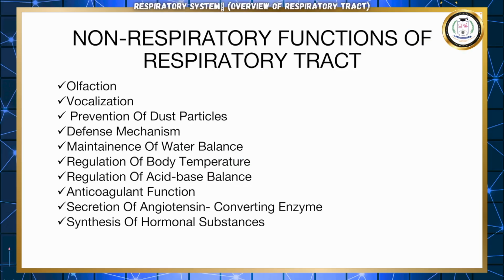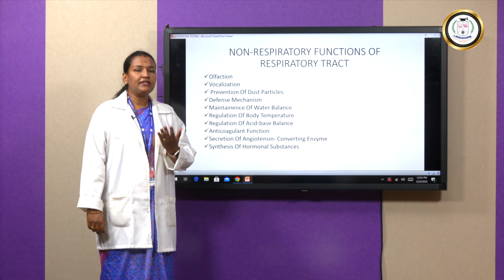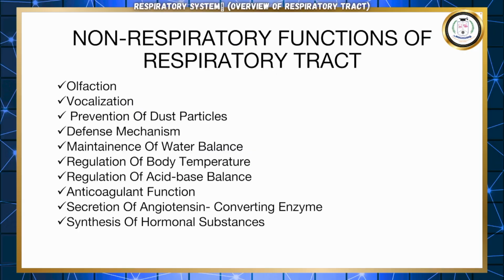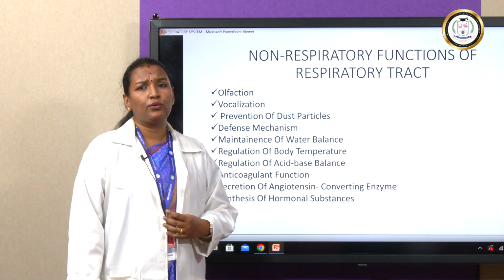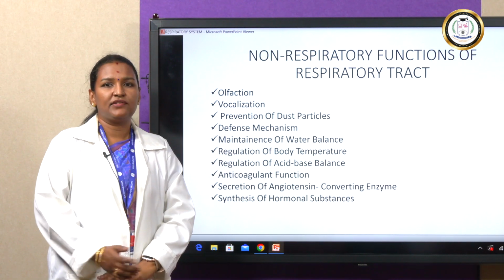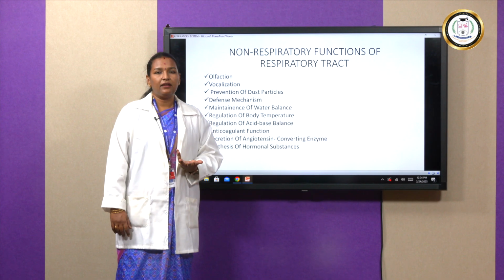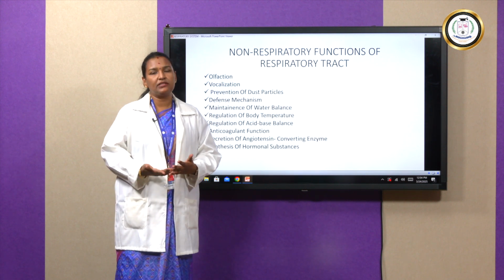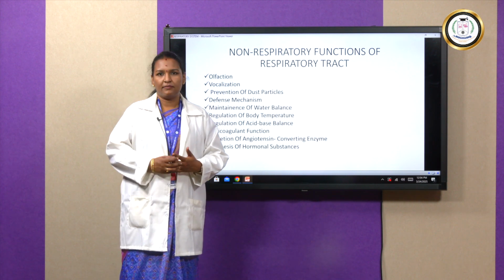Next is prevention of dust particles. Nostrils have a lot of hair particles which serve as a filtering mechanism in preventing the entry of dust particles. Defense mechanism: nostrils have numerous cells like lymphocytes and macrophages, and they play a role in fighting the pathogens that enter the body. Next is maintenance of water balance. When we exhale, the exhaled air has some amount of water. During exhalation, this water will be evaporated and some amount of water will be lost by the body.